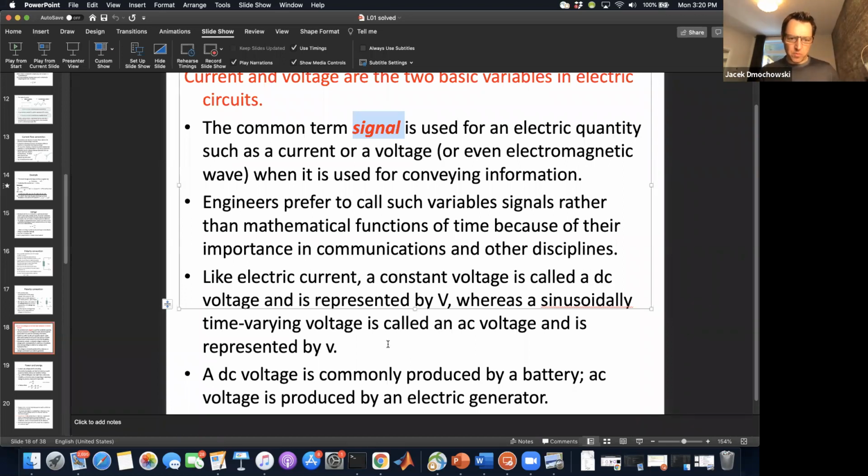Okay, so batteries produce DC voltages. So a car battery will produce a static voltage across its terminals, whereas your wall outlet will produce an AC voltage.